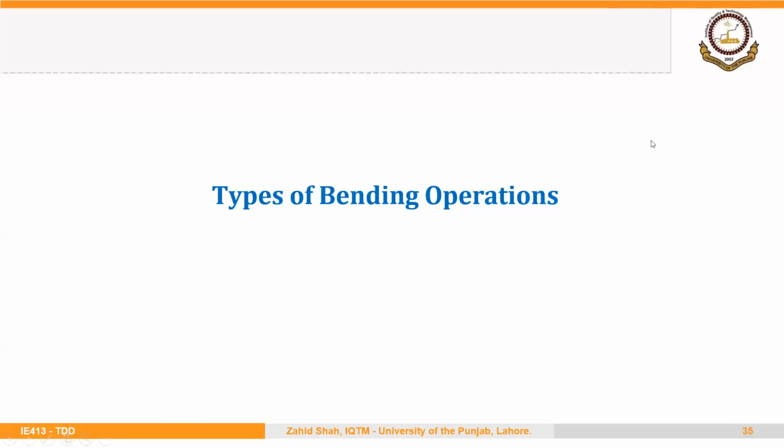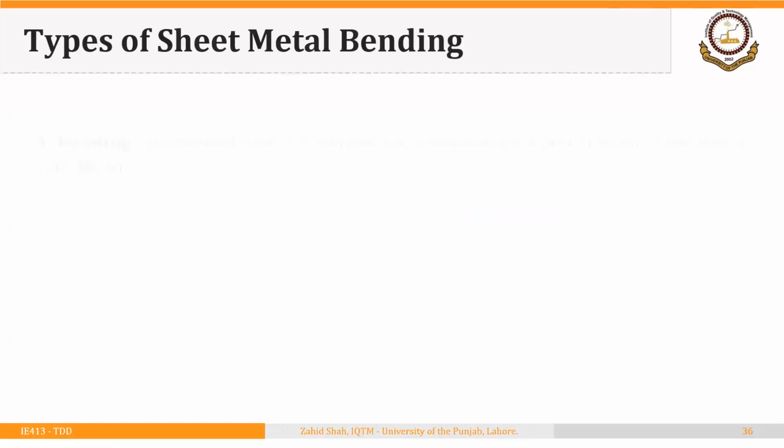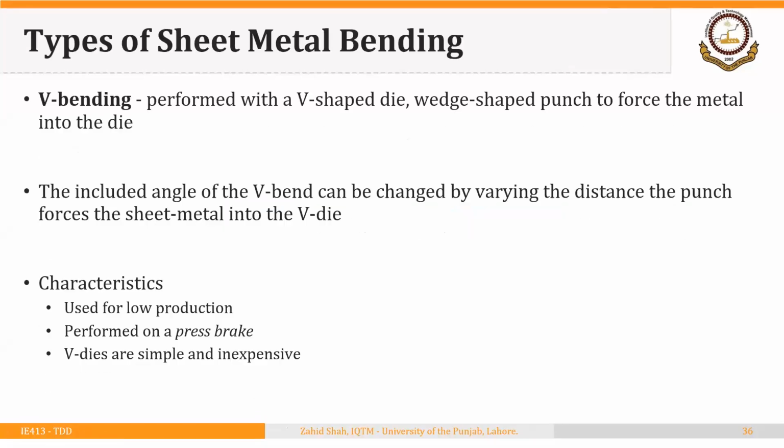Welcome back. In this segment, we will discuss types of bending operations. Perhaps the most important or most commonly used type of bending is V bending. It is performed with a V-shaped die and a wedge-shaped punch to force the metal into the die.